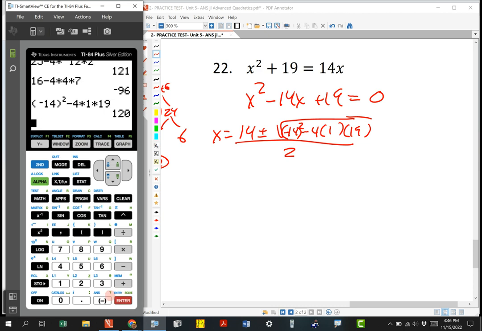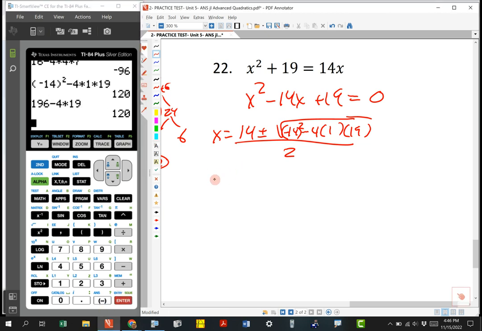So I end up with 120. This is 196 when we square 14, and then I'm going to subtract 4 times 19, end up with 120, okay? So we've got x equals 14 plus or minus square root of 120. So we know it's a positive number at least, and then that's all over 2. And 120, let's stop and think about this. 120 would be 4 times 30, and 30 is a 6 and a 5, and that's a 2 and a 3.